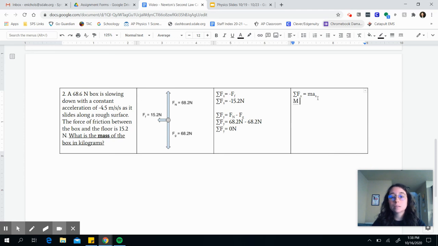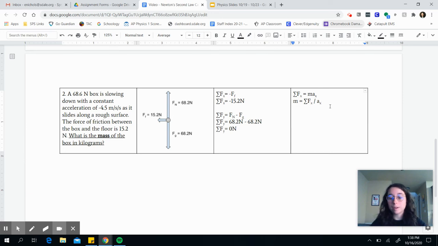So I'm going to be left with mass is equal to the sum of the forces in the X direction divided by our acceleration in the X direction. Okay? Divide to the other side, divide to the other side. That's how I got that.